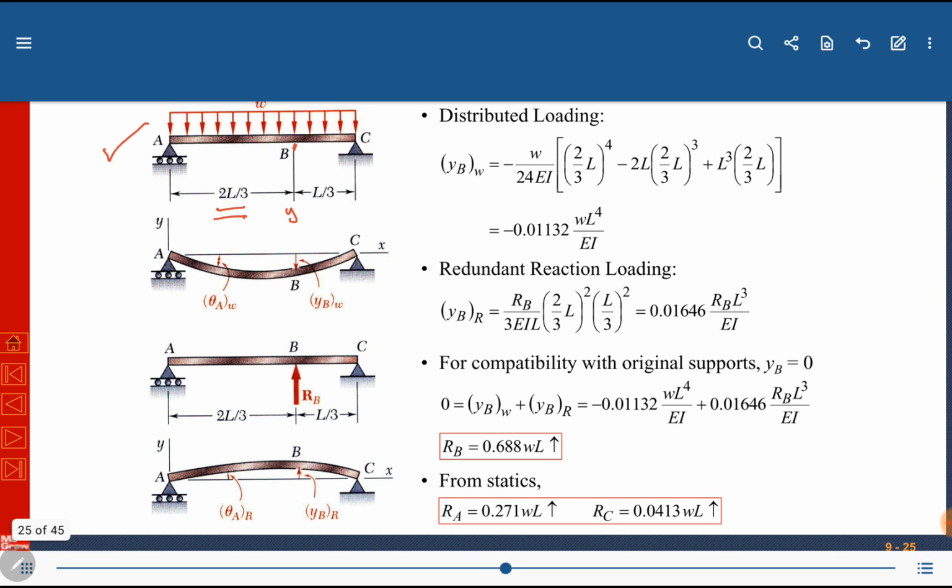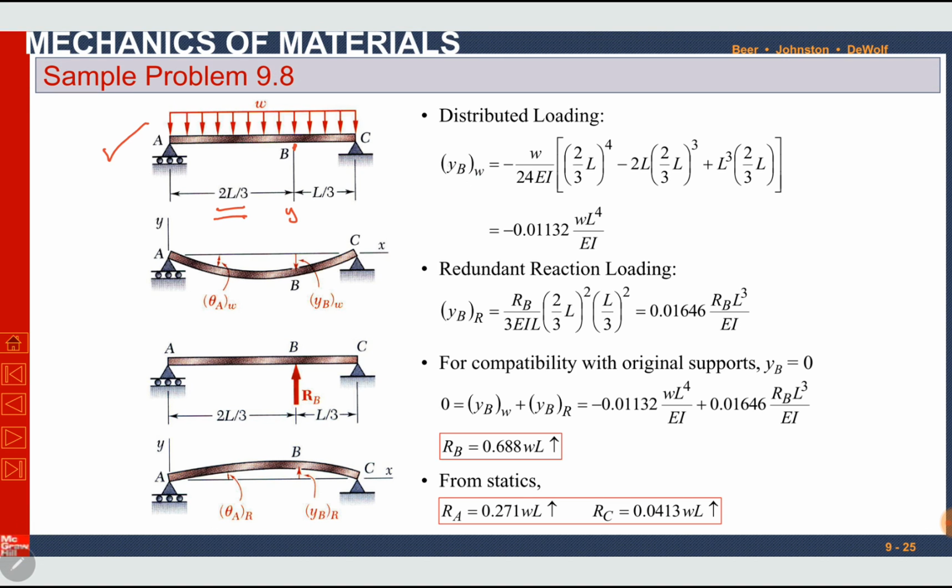It will be yb under load w. They are not calling it loading 1 or loading 2. They are calling it loading w and loading r. So under loading w, yb becomes this much. Okay. Now case 2. This was case number 1. This is case number 2.